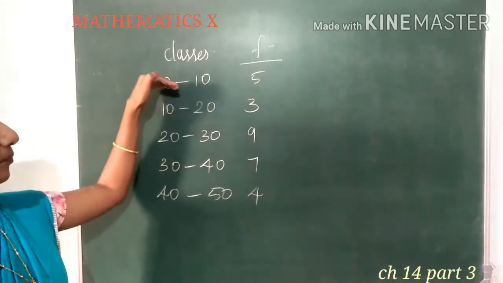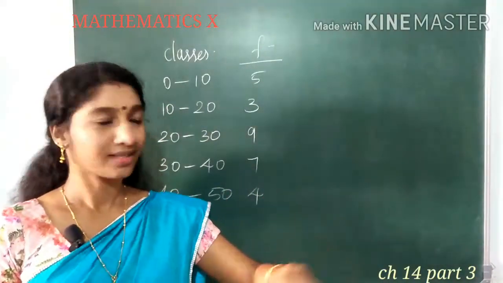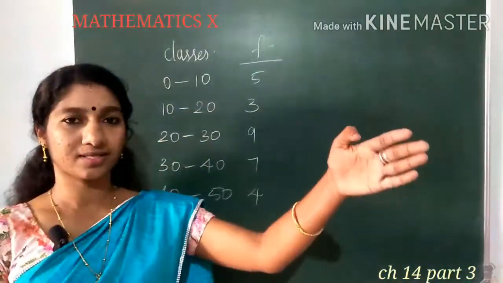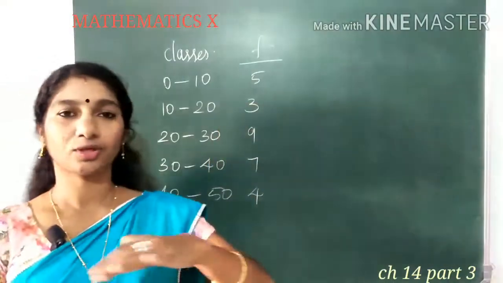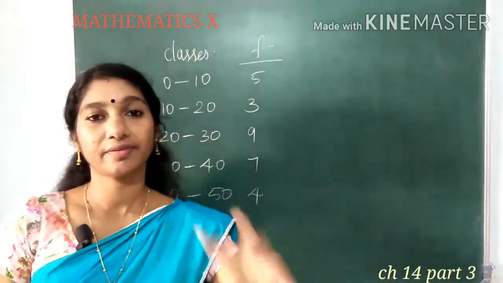That means those who got 10 marks come and stand here. So 5 students will stand. Isn't it? Then the balance up to 20 marks, 3 more students will come. Total 8 students will come. Like this we will call them and we will find out the middle value.